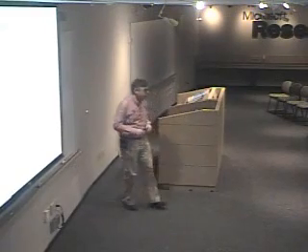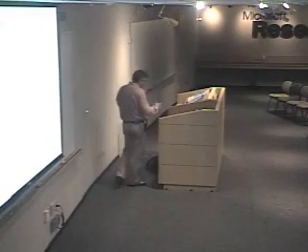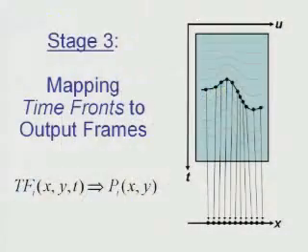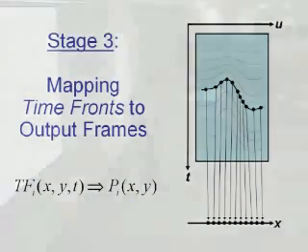Notice that the surfaces can vary mostly in time. This is the more important thing here. So we generate the output images from many different time instances of the input images. And then for each time front that we have, there's a mapping to an output image.